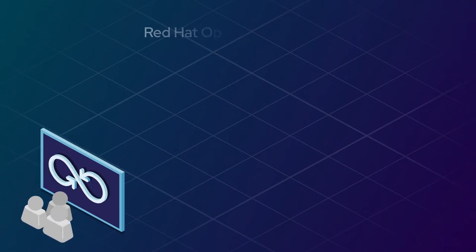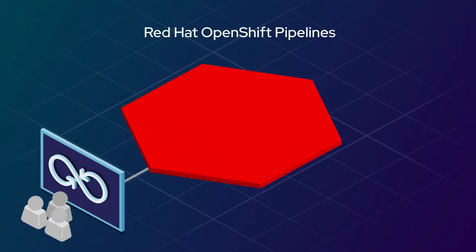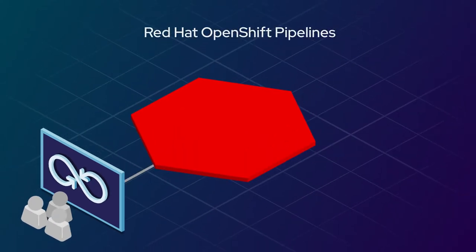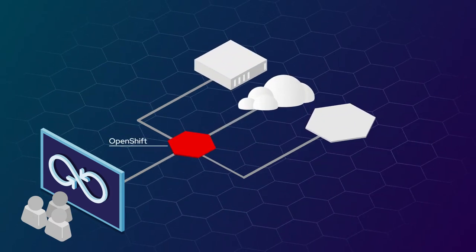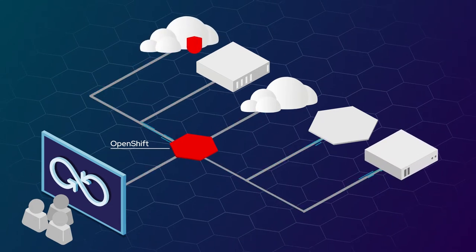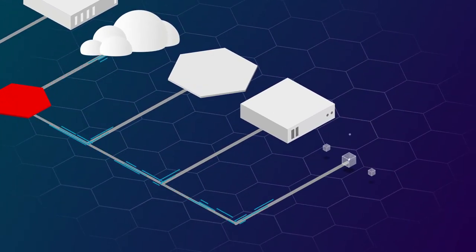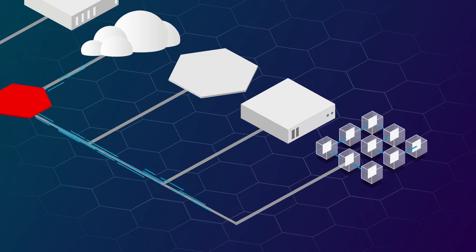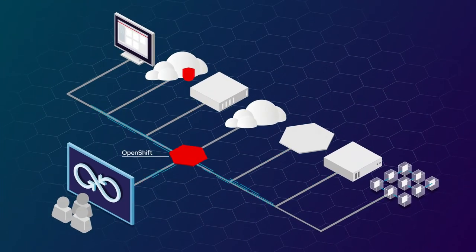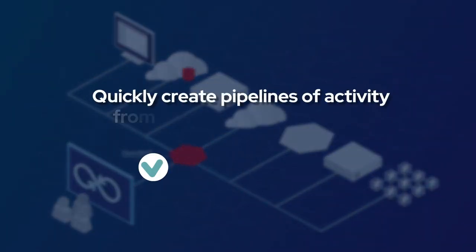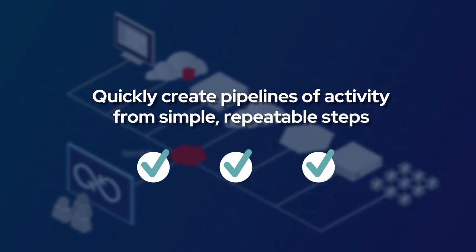Red Hat OpenShift Pipelines is a cloud-native CI/CD solution that allows you to build pipelines using Tekton, a flexible Kubernetes-native open-source CI/CD framework that automates application delivery across multiple platforms. Whether you're building a simple website or a complex web of microservices applications, OpenShift Pipelines allows you to create delivery pipelines from simple, repeatable steps.